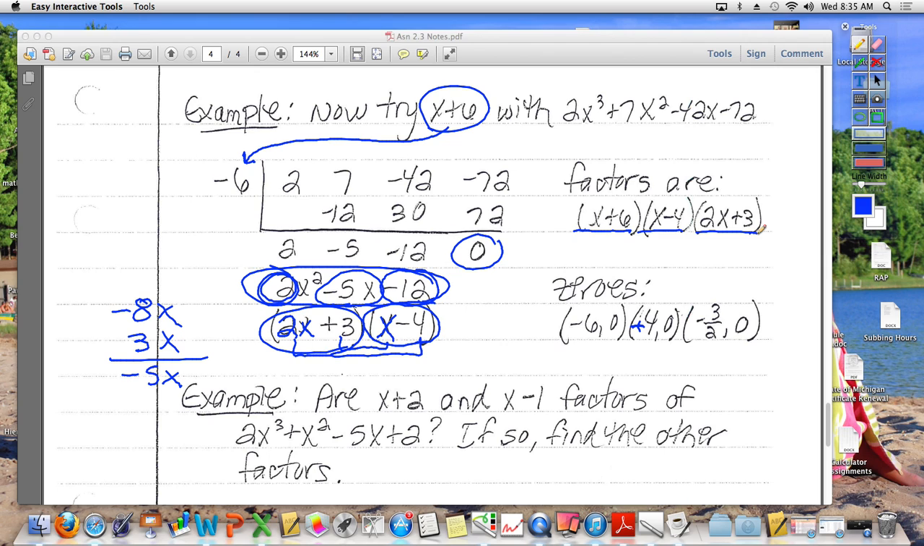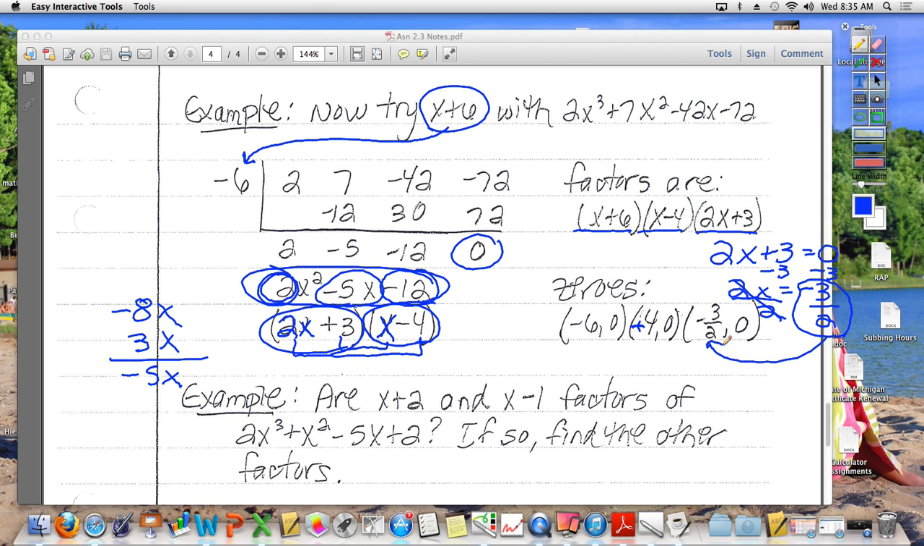How did I get that? What do I do to this to come up with a zero of negative 3 over 2? Go ahead, Marcus. Set the factor equal to 0. 2x plus 3 is equal to 0. I subtract 3 from each side, so 2x is equal to negative 3. I divide both sides by 2, and I end up with negative 3 over 2. That's where that last zero came from.